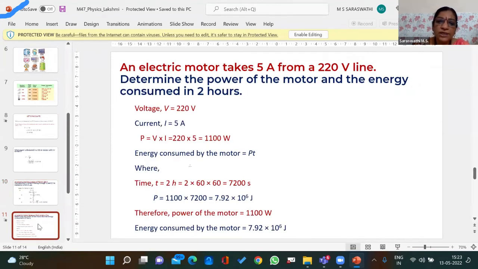An electric motor takes 5 amps from a 220 volt line. Determine the power of the motor and the energy consumed in 2 hours. So voltage is given, current is given. So P is equal to V into I. 5 into 220 gives you 1100 watts. Energy consumed is power into time. So time is given as 2 hours, so this is nothing but 7200 seconds. So this is the amount of energy consumed.